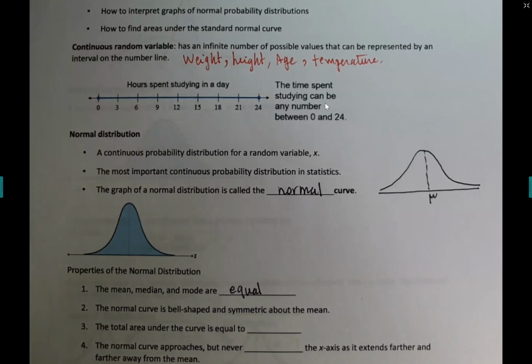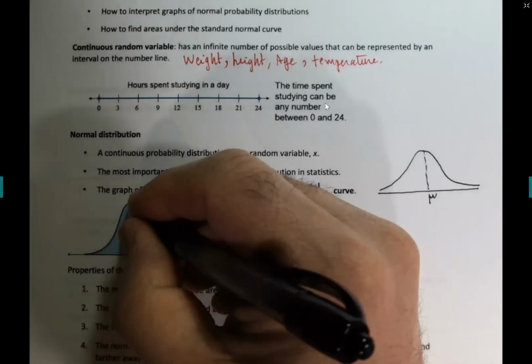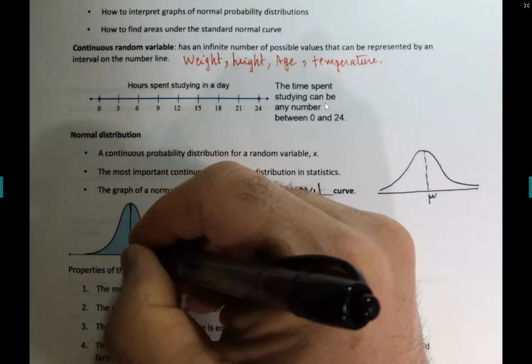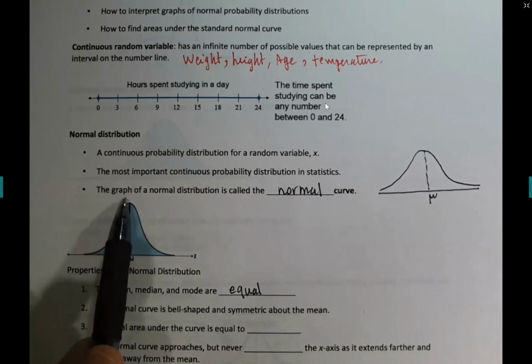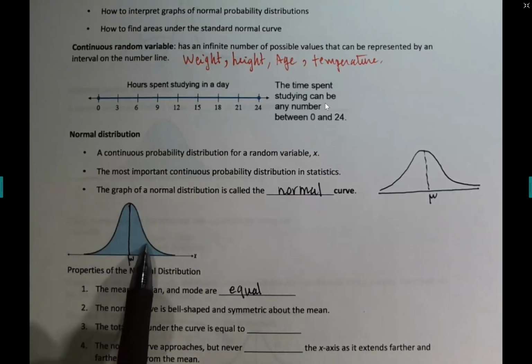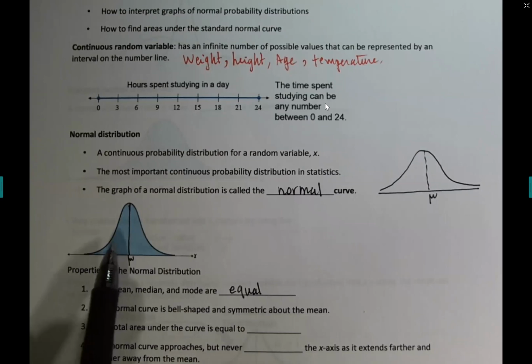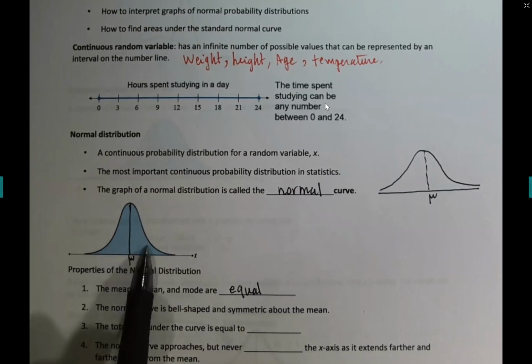The normal curve is bell-shaped and symmetric about the mean. Yes, it is symmetric about the mean. You can think of the mean as a mirror. Half of the data is to the right of the mean, and the other half is to the left of the mean. So it's a reflection, just like the mean being the mirror, and this is a reflection on that, and this is a reflection on that as well.